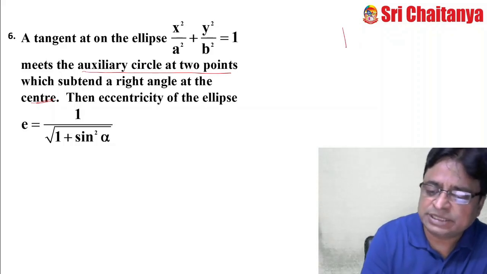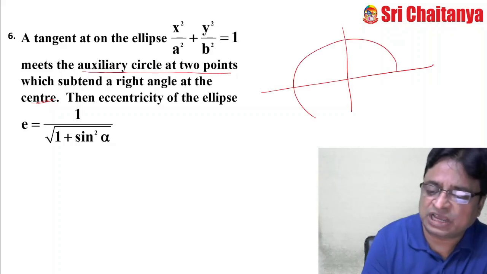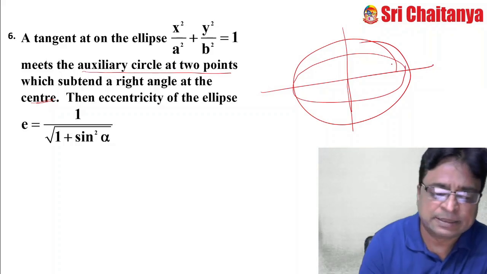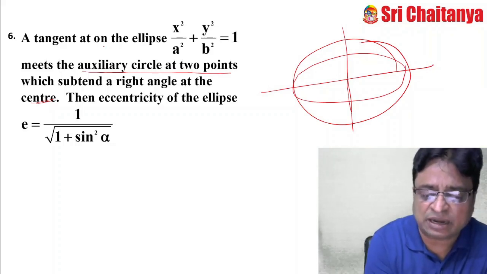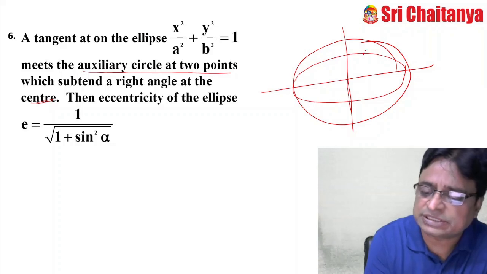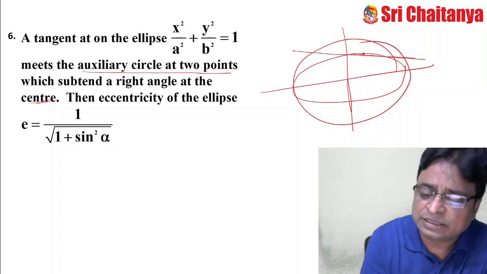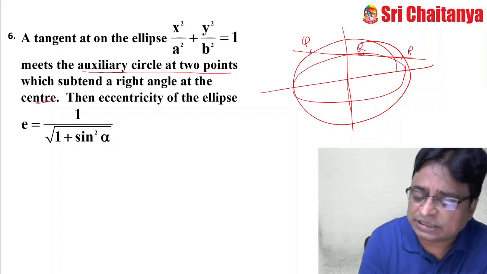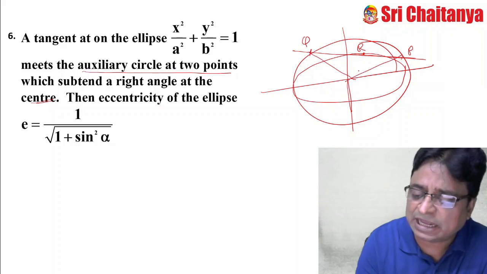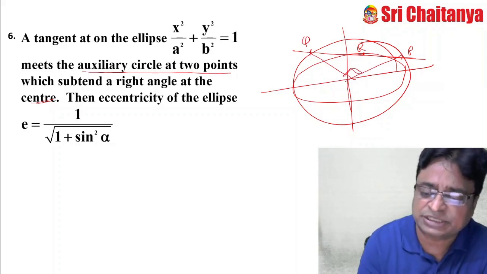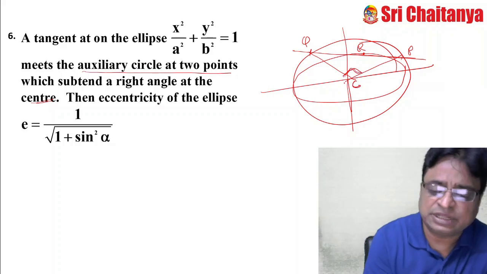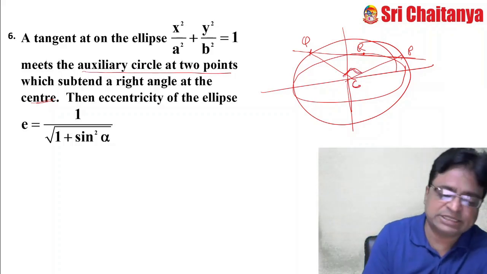That means, see, suppose this is the auxiliary circle, and this is the ellipse. A tangent at a point on the ellipse. Suppose this is a tangent drawn at a point on the ellipse, and this tangent intersects the auxiliary circle at P and Q, and this line makes an angle of 90 degrees at the center of the ellipse. Then what is the eccentricity? That is what they are asking.